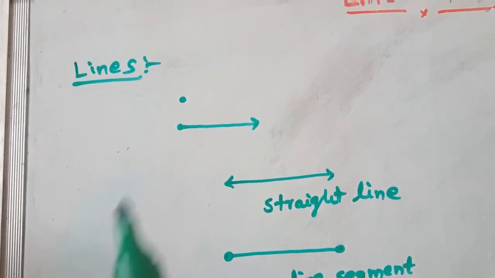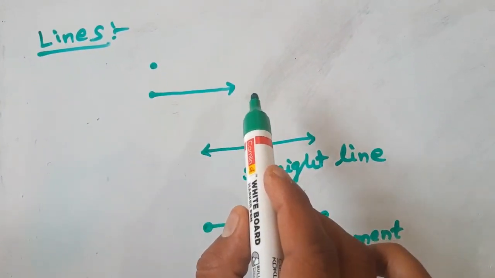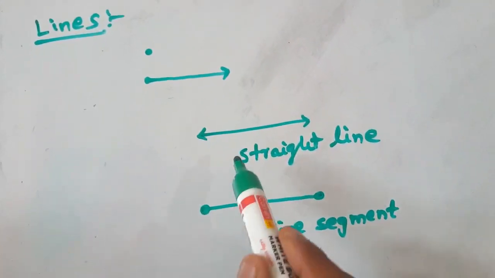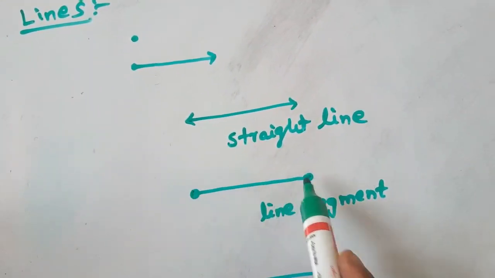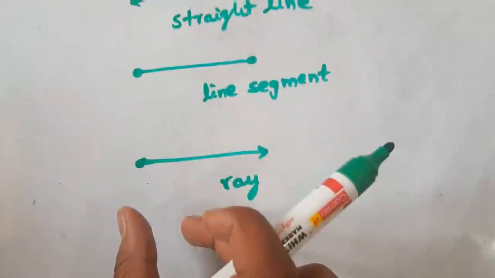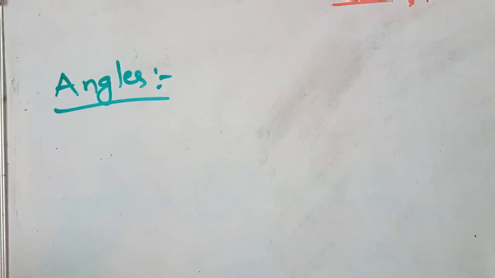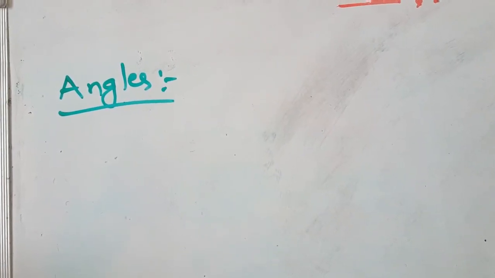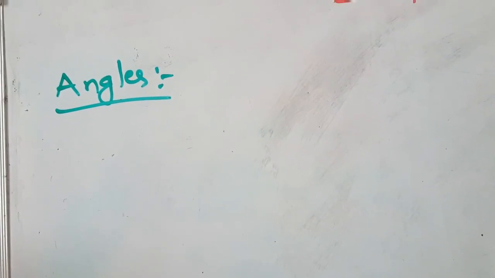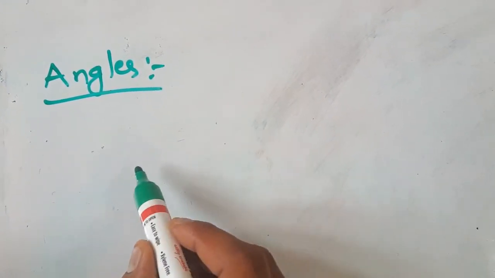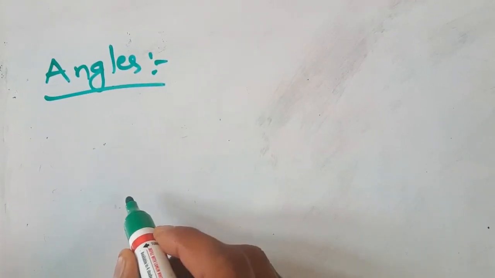In lines, we start with a point. If I extend the point, I'm going to form a line. Lines will be of different types. If both ends are moving, then it is a straight line. Both ends fixed points, line segment. One end a fixed point, one end moving, this is a ray. I'm coming back to angles. How can we define an angle? For angle also, there are two ways of definition.